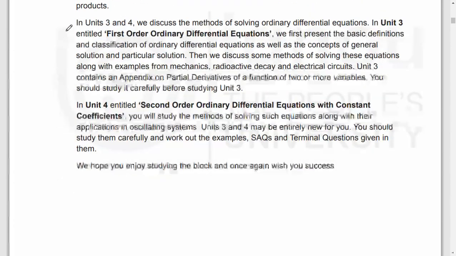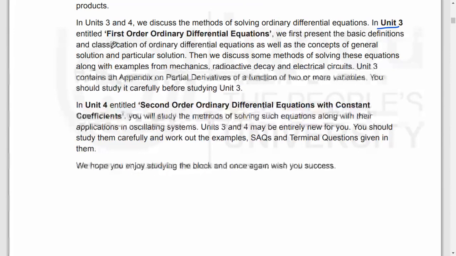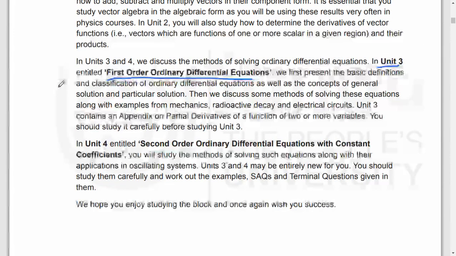In Unit 3 and 4, we discuss the methods of solving ordinary differential equations. In Unit 3, entitled First order ordinary differential equations, we first present the basic definitions and classifications of ordinary differential equations, as well as the concept of general solution and particular solution. Then we discuss some methods of solving these equations along with examples from mechanics, radioactive decay and electrical circuits. Unit 3 contains an appendix on partial derivatives of a function of two or more variables. You should study it carefully before starting Unit 3.